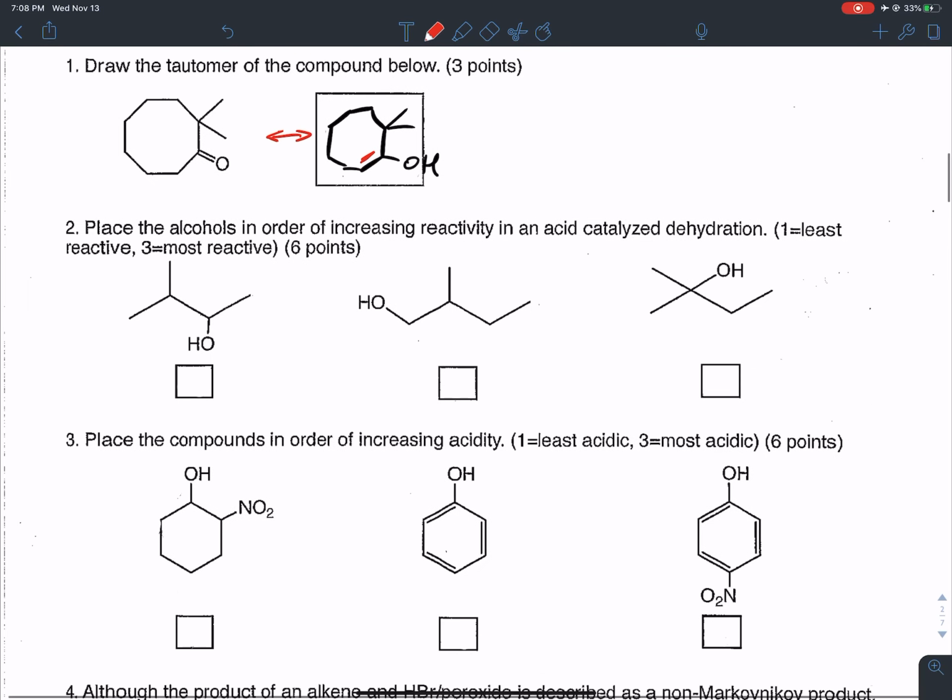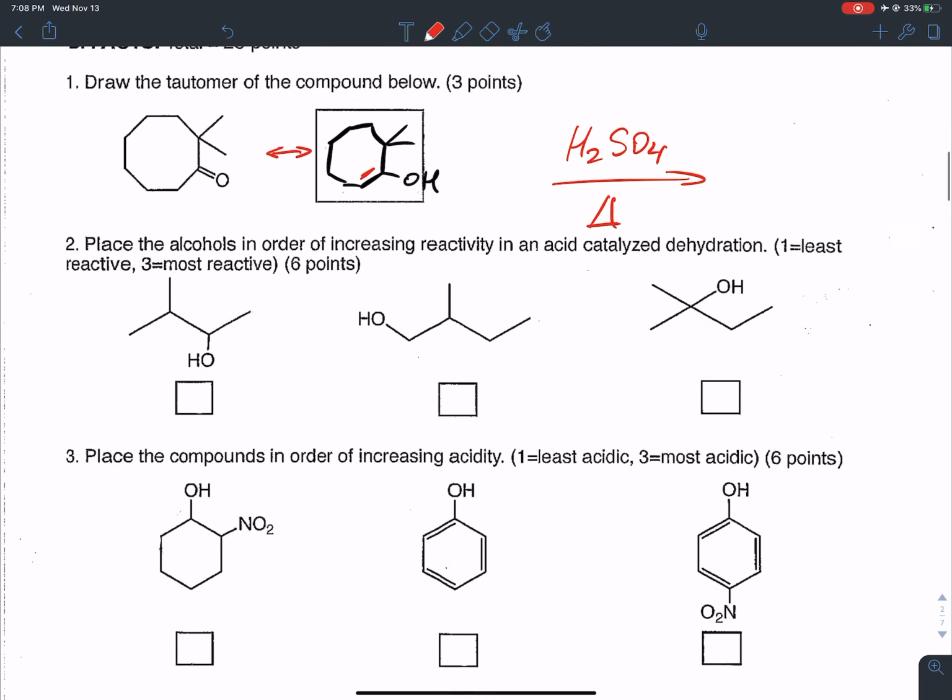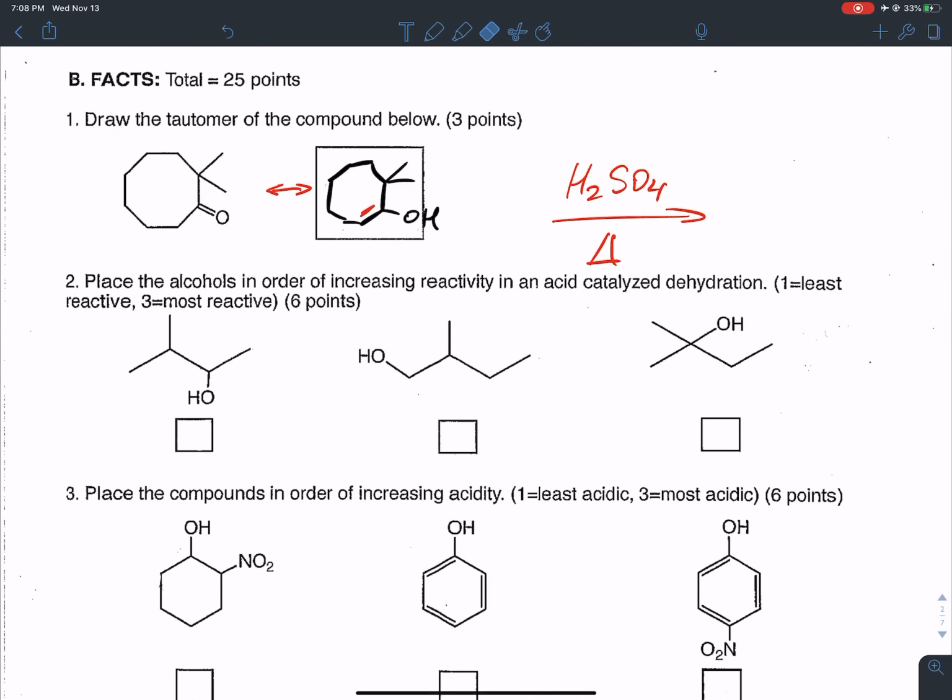Awesome, let's move on. Place the alcohols in order of increasing reactivity in an acid-catalyzed dehydration. What reagent typically are we using in an acid-catalyzed dehydration? Typically, you're going to see H2SO4 and heat. Sometimes she'll give a specific temperature. H2SO4 and heat, that's where it is on your reaction sheet.